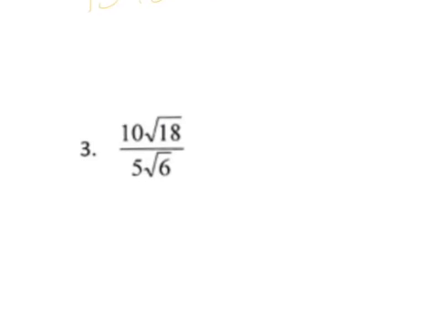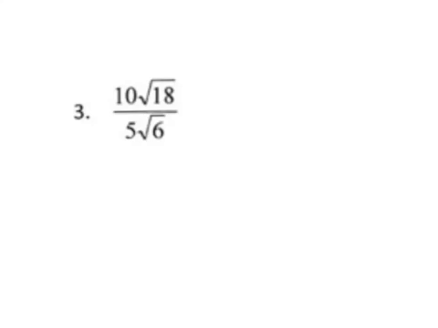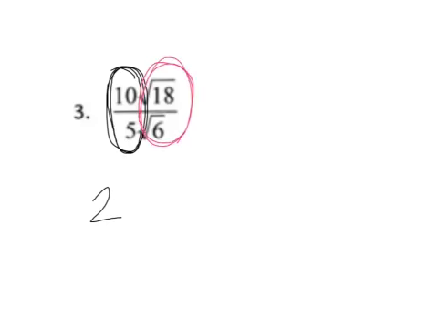Okay, the next question, number 3. Here we have coefficients and we have radicals. So just like before, you want to divide the coefficients now instead of multiplying them. So 10 divided by 5 is equal to 2. And then, right after that, you're going to divide the radicals. So radical 18 divided by radical 6 is going to be radical 3. And believe it or not, that is your final answer. So the black 2 comes from 10 divided by 5. The red 3 comes from the two radicals being divided. And the final answer is 2 radical 3.